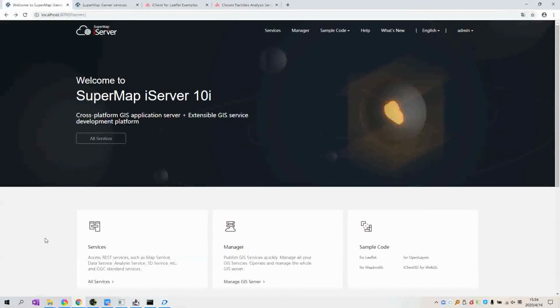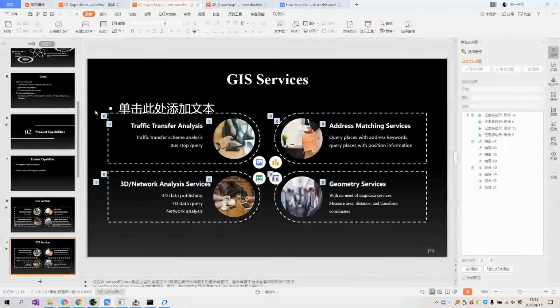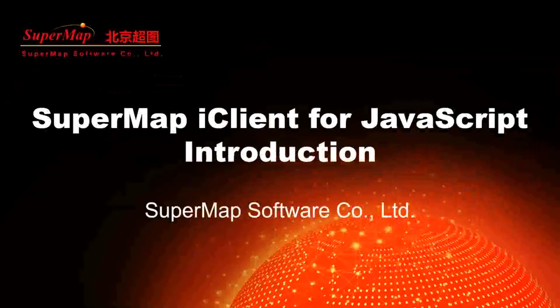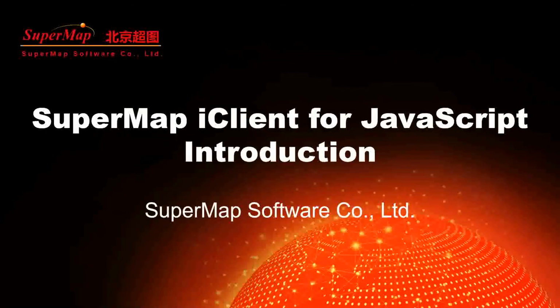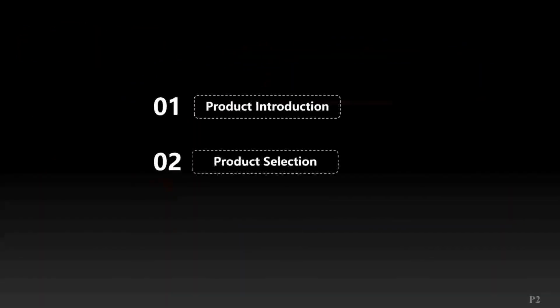And I already described a lot of different types of service, such as map service, data service. And also we can use iClient to use the service. So now let's start the introduction of SuperMap iClient. Okay, so I will give you a brief introduction of SuperMap iClient. It also has two contents. The first one is product introduction, and the second one is product selection, like how to select iClient.